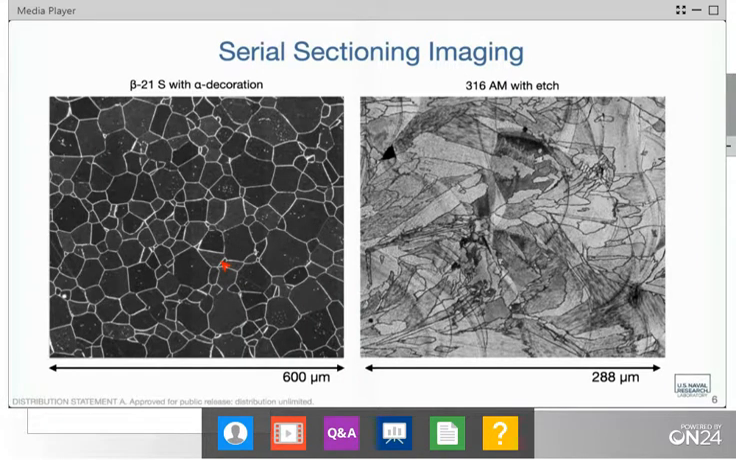This is exceedingly unusual. On the right, we have an etched sample of 316 that's been processed with additive manufacturing. And there, if I ask somebody to build an algorithm to extract all of the grain boundaries, they would have a very difficult time. The brightness and contrast is all over the place. You see all sorts of different features.